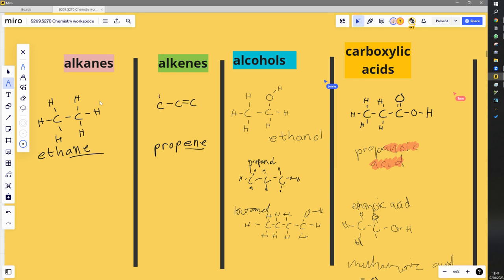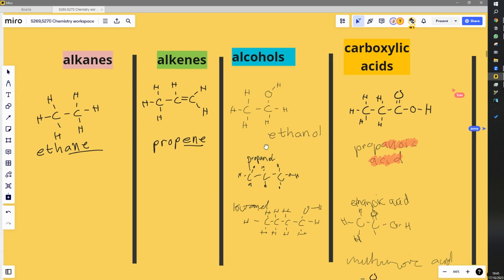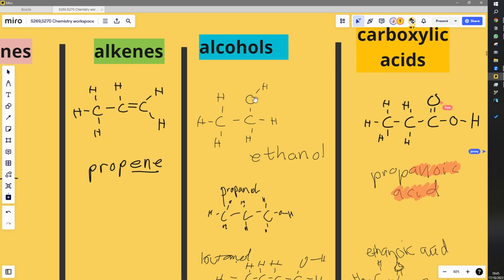But so we've got that carbon now has the 4 bonds, so we fill it with the hydrogen. This carbon's already got 3 bonds, so it just needs 1 more. There we go. And this carbon on the end has got 2 bonds already, so we'll give it 2 more. That's propene.